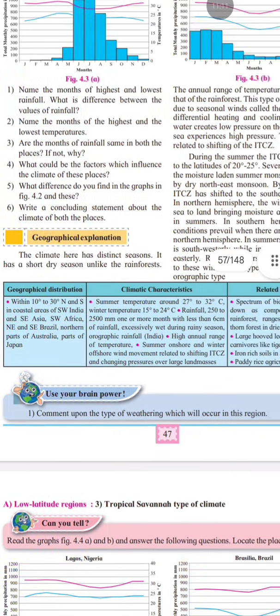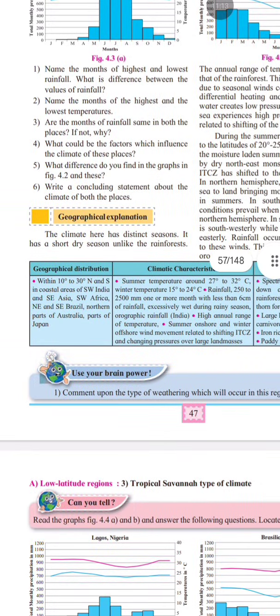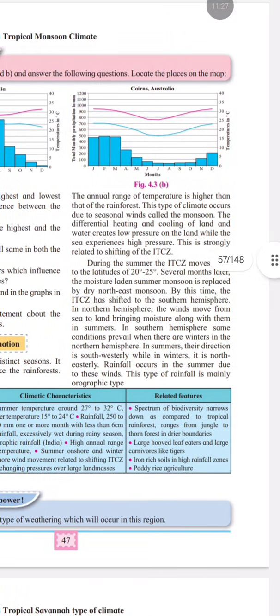So in this, now we will see the geographical explanation. The most important point here is that this climate has a distinct season. Unlike the equatorial rainforest, here we also have a short dry season. The main reason behind this climate is the presence of seasonal winds. Land and water heat and cool at different rates. Because of this, pressure conditions change, and as a result, the direction of winds also changes.